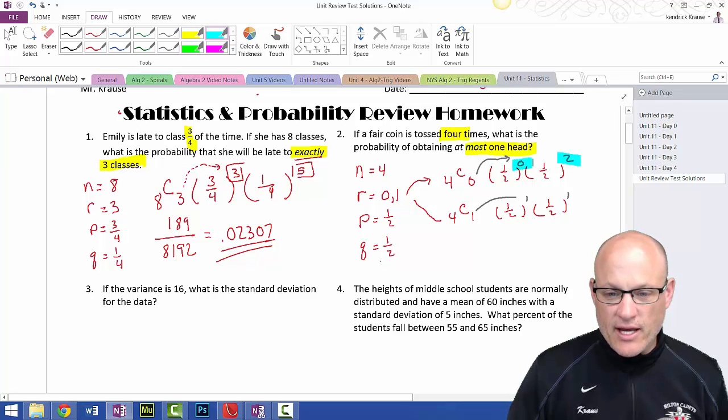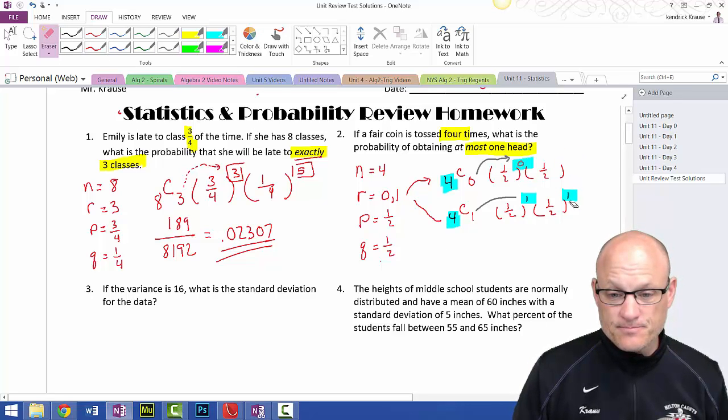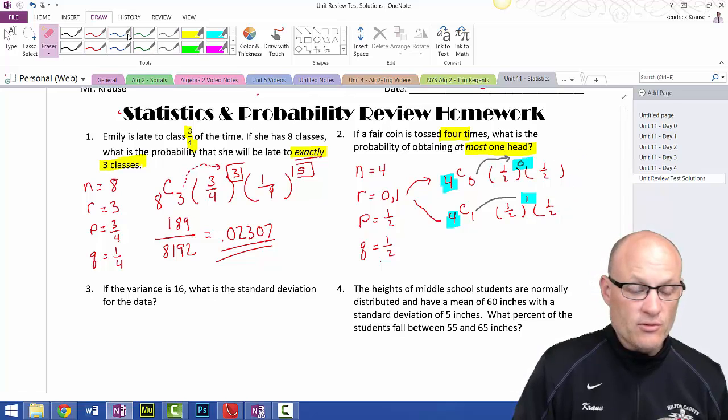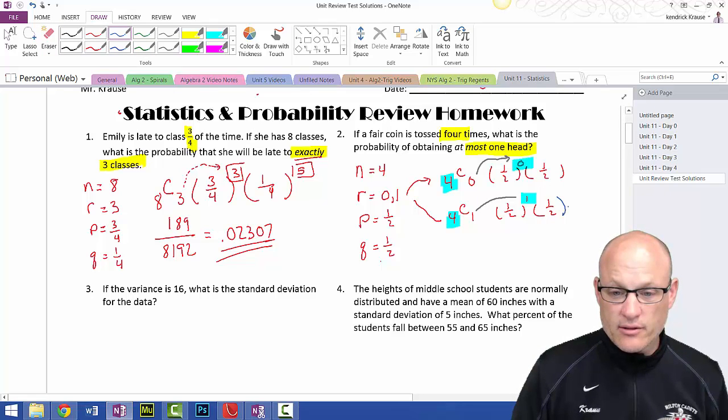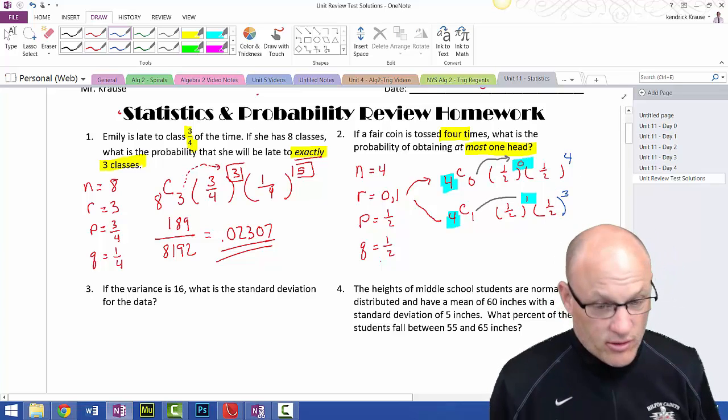These two have to add up to 4. These two have to add up to 4. Well, clearly I didn't do that. So, let's get that in there right. This should be a 4. This should be a 3. Man, what am I doing?